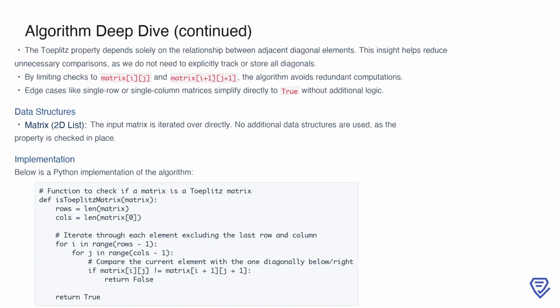For edge cases, such as matrices with a single row or column, the property holds by default since there are no diagonals to evaluate. The algorithm operates directly on the input matrix, which is represented as a 2D list, and no additional data structures are required. To illustrate, the Python implementation provided demonstrates how to iterate through the matrix while comparing each element to its diagonal neighbor. If a mismatch is found, the function immediately returns false, otherwise, it concludes with true, confirming that the matrix is Toeplitz. This concise and efficient approach ensures correctness while maintaining optimal performance.